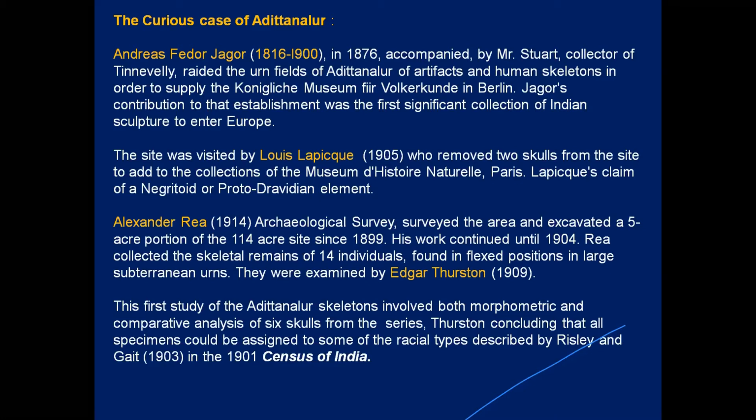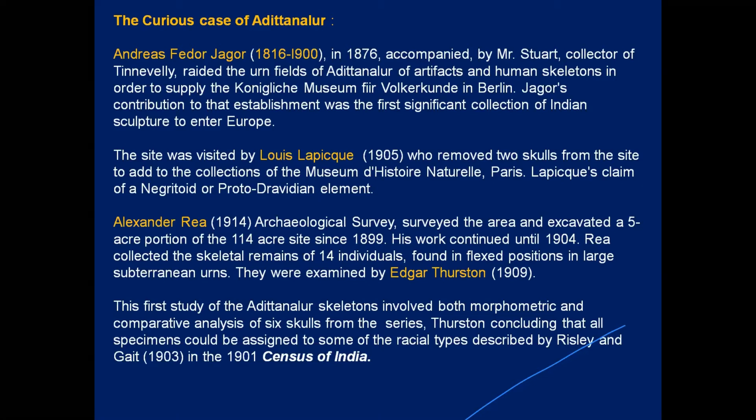The site was visited again by Lapicque, who was a French national. He removed two skulls from the site and put them in a museum in Paris. It's very difficult to pronounce these names, sorry. He said that they are from the Negroid and Proto-Dravidian element. He got very excited because he had done some work on ethnographical measurement, like somatometry, the population measurement of that time. After seeing these two skulls, he said that Negritoid or Proto-Dravidian elements can be seen in them.